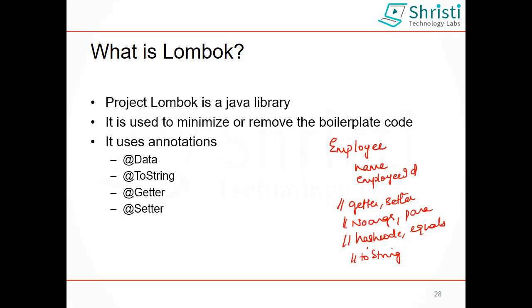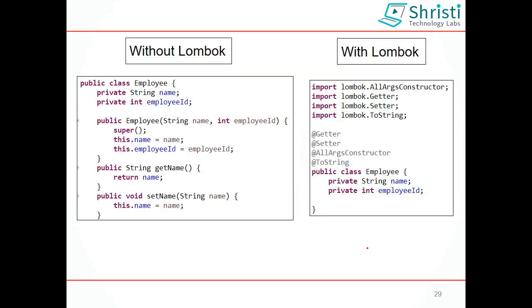Of course, with the restrictions you want, instead of having a public method, if you want to have it as a protected method, that is possible. In case of toString, if you don't want to add all the fields, you can specify what fields you want to exclude in toString. So with all these capabilities, you can use Lombok in your application so that you are removing the boilerplate code. Let me show you a simple example without Lombok and with Lombok.